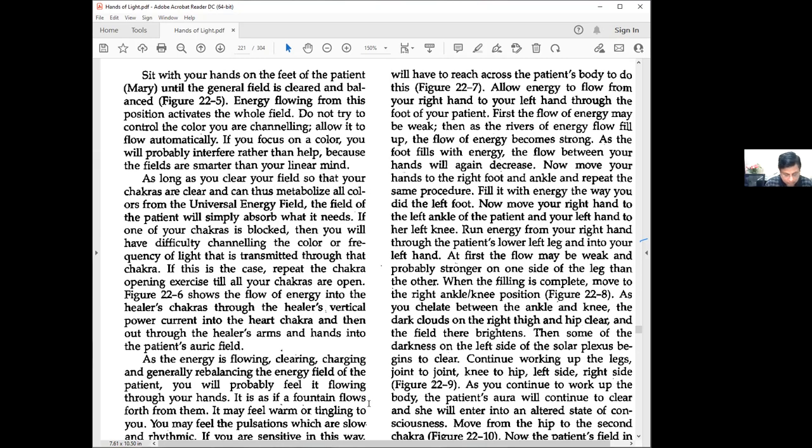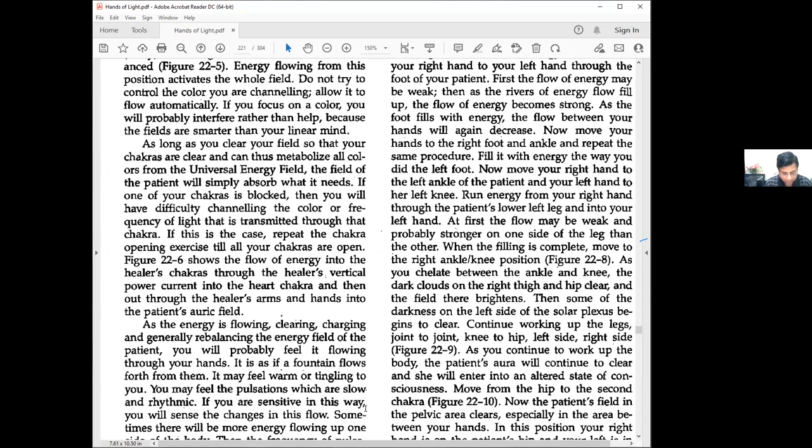Now, move your right hand to the left ankle of the patient and your left hand to her left knee. Run energy from your right hand through the patient's lower left leg and into your left hand. At first, the flow may be weak and probably stronger on one side of the leg than the other. When the filling is complete, move to the right ankle knee position, figure 22.8.